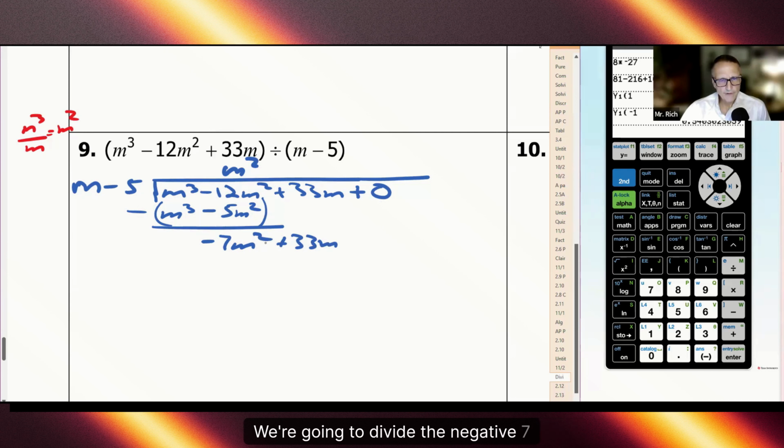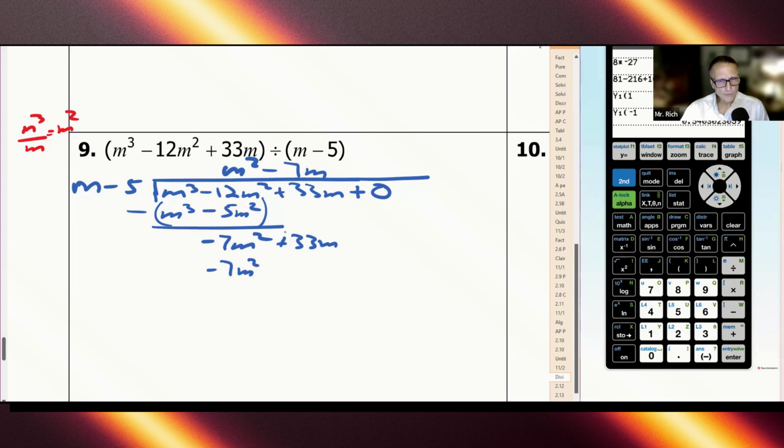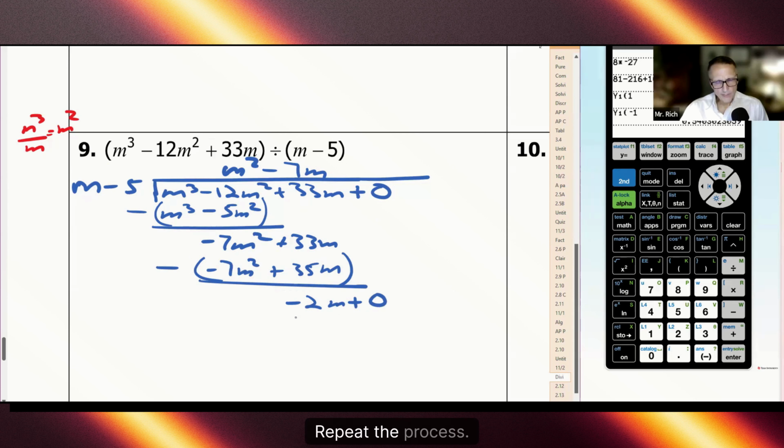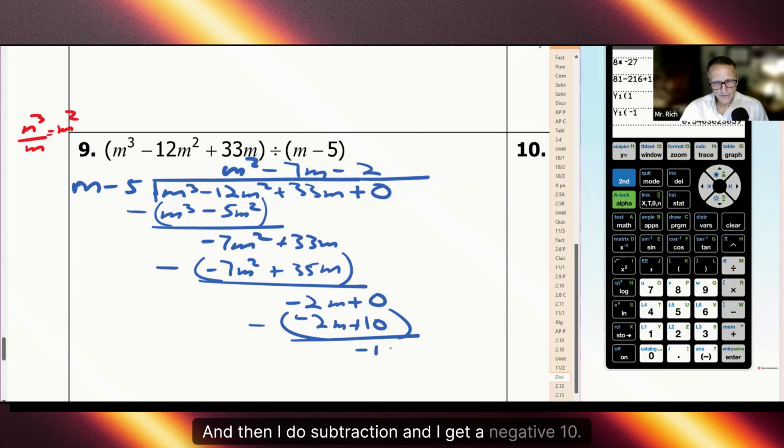We're going to divide the negative 7m squared by m, which would give me negative 7m. I'll now multiply the negative 7m times the binomial, so I get negative 7m squared and a plus 35m. I am doing subtraction. These cancel, but 33m minus 35m is negative 2m. Bring down the 0. Repeat the process. Negative 2m divided by m is negative 2. That gives me a negative 2m plus 10. And then I do subtraction and I get a negative 10.